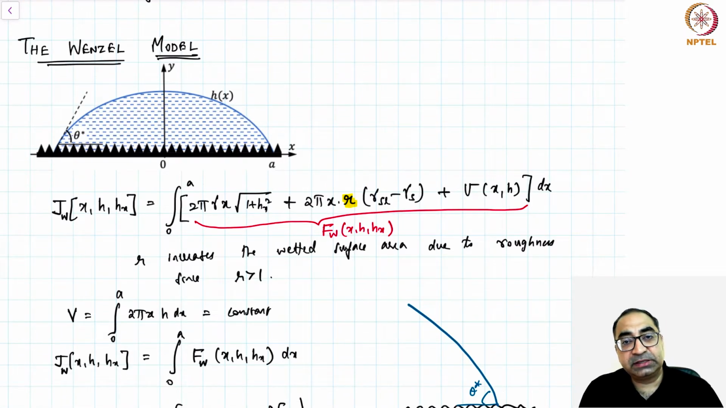The analysis for the Wenzel state was very similar to the analysis for the smooth case, where we obtained the Young's law. The only difference is that the energy term, which takes into account the interaction between the liquid and the solid, now has the roughness parameter R, because there is an excess surface area, and this excess surface area is modeled with this roughness parameter R. You may recall that this roughness parameter R is nothing but the ratio of the actual surface area of the rough surface to the projected surface area.